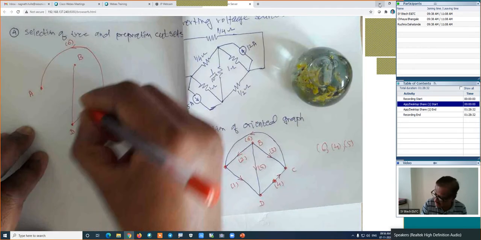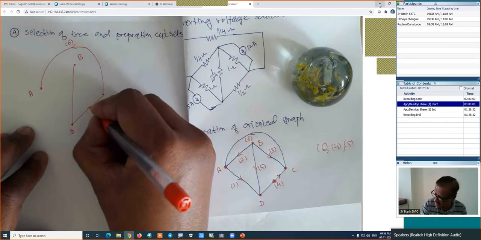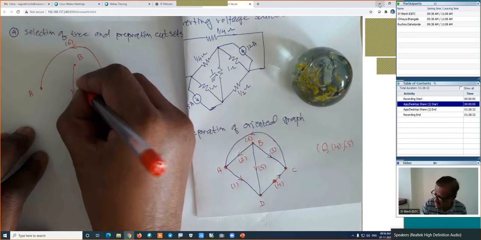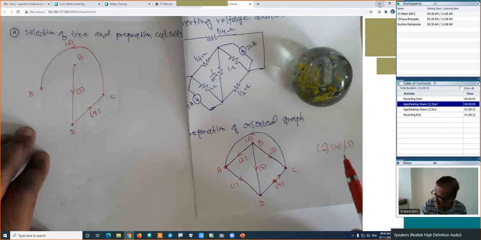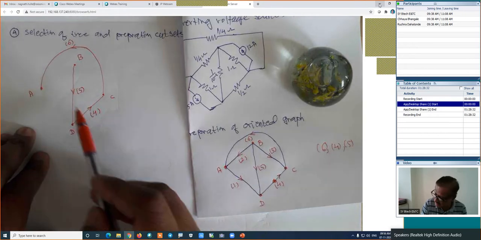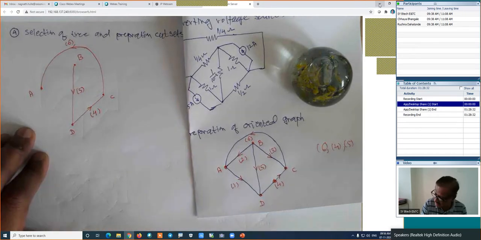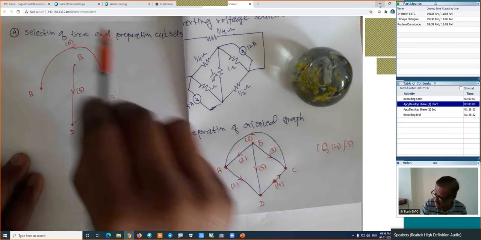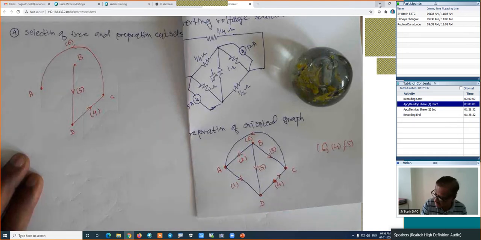Its direction is upward, which is branch number 4. Its direction is downward, which is branch number 5. These branches 4, 5, 6 will form the tree, because what is the definition of the tree? It should connect all the nodes directly or indirectly without forming a loop. Now here there is no formation of a loop, that's why that is a valid tree.